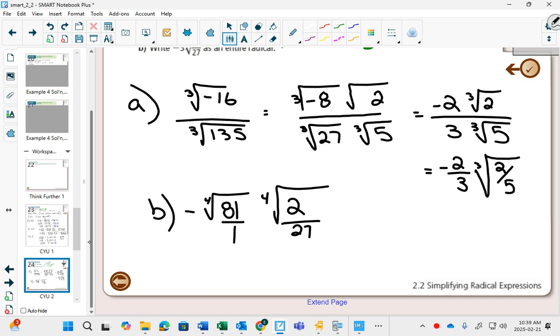I can make that 81 over 1 because you're allowed to multiply radicals, and we can multiply fractions by multiplying the tops and multiplying the bottoms. 81 times 2 is 162 divided by 27. Is this in lowest terms? No. Okay. So now you would have to reduce 162 divided by 27, which happens to work out nicely to be 6.